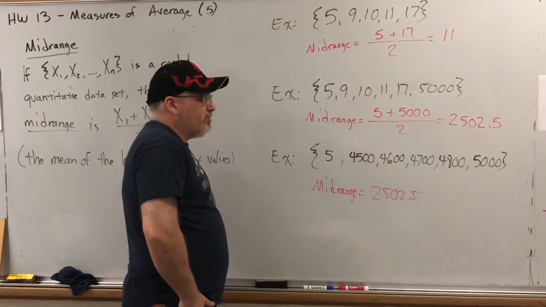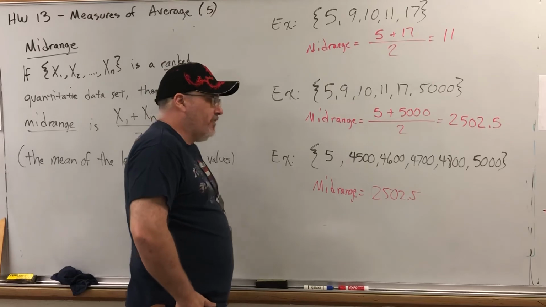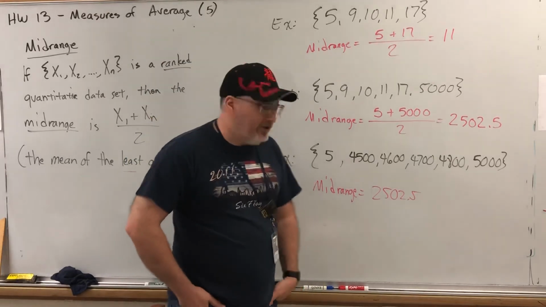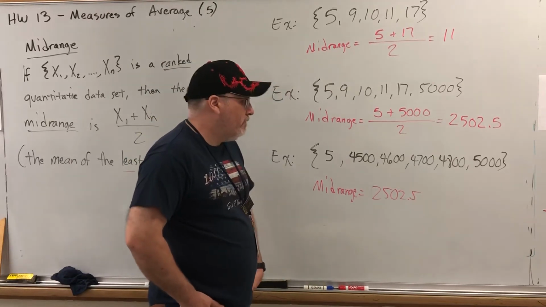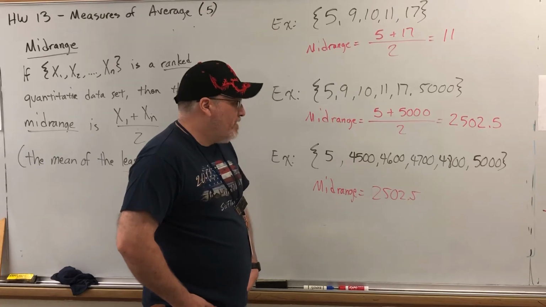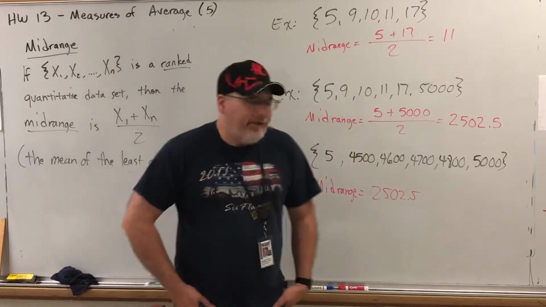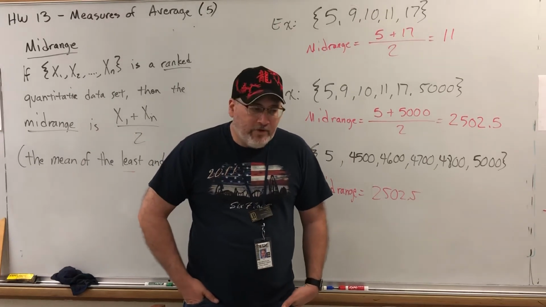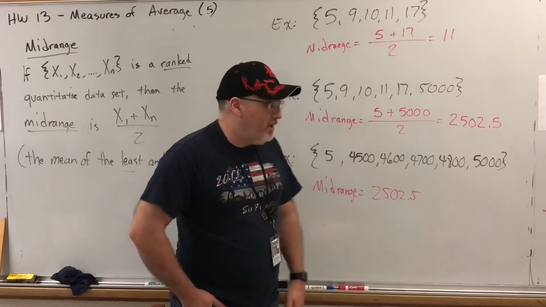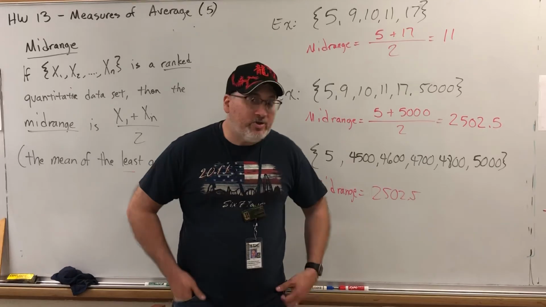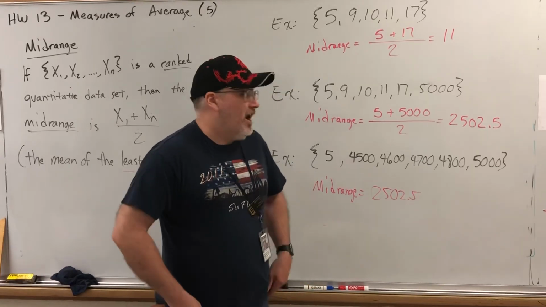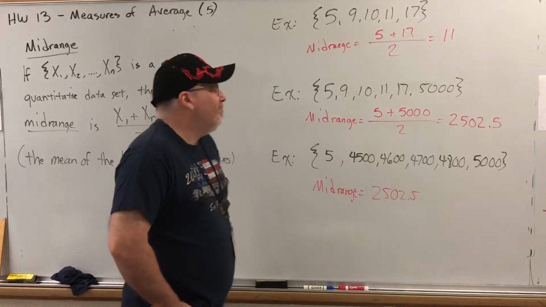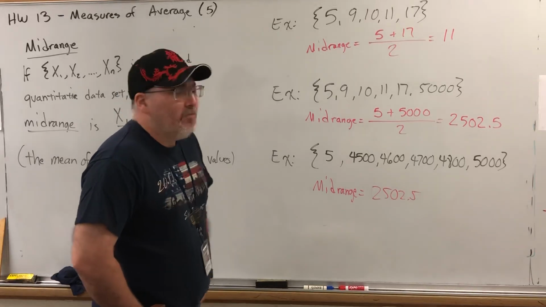But even though the spread or the distribution of these values on a number line are completely different, they have the same mid-range. So one of the major flaws with mid-range is it's completely oblivious to the numbers in the middle. That and the fact that it's heavily influenced by outliers is one of the reasons it's not a common measure of average, but it's listed because it's an easy one to calculate.